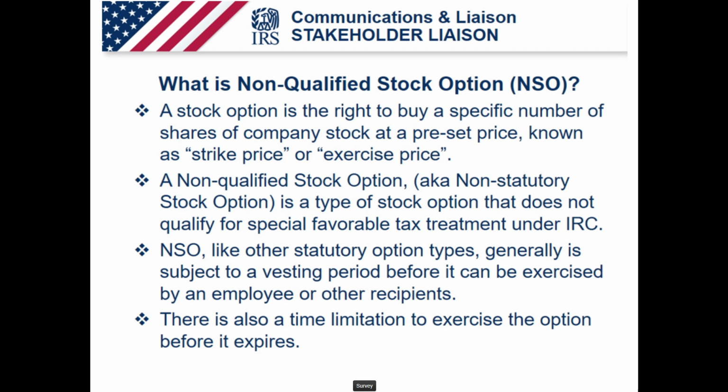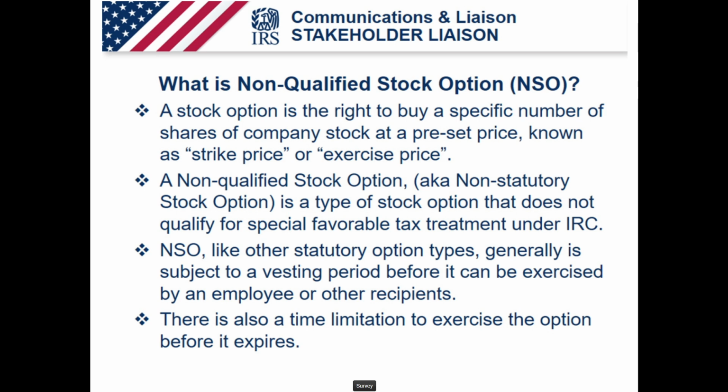Now, there are two types of stock options. Options granted under an employee stock option plan or an incentive stock option, an ISO plan, which are statutory stock options. The other type is a non-qualified stock option, an NSO, which is a type of option that does not qualify for special favorable tax treatments, non-qualified referring to the tax treatment.